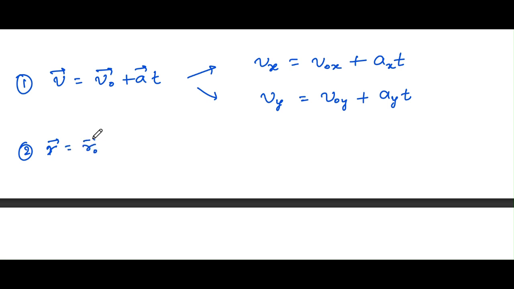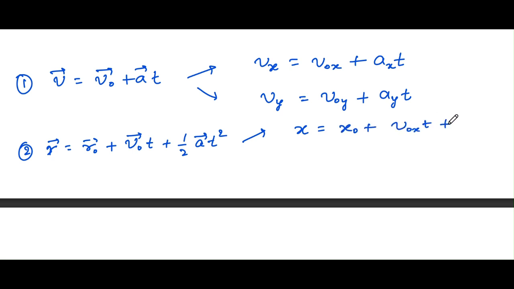So this way we can write velocity, and the same argument we can carry forward for position, which we will get as r equals to r naught plus v naught t plus 1 by 2 a t square, and then we have final x equals to initial x plus v naught x t plus 1 by 2 a along x t square, and along y axis we have the same pattern.